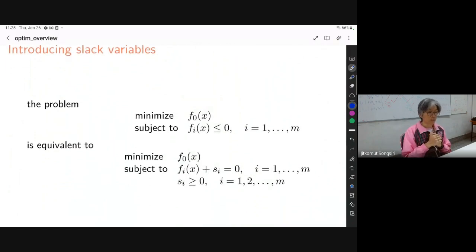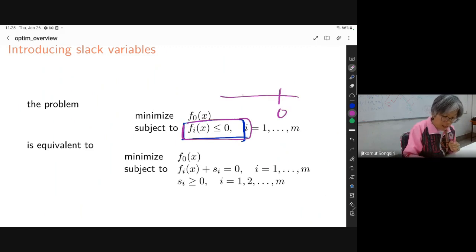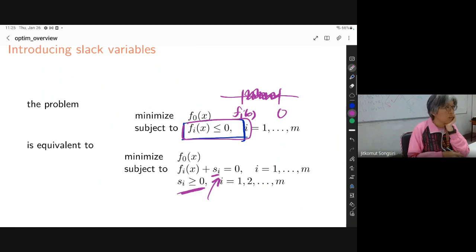The second one is introducing a slack variable. This is a second technique where you can derive an equivalent problem. When you have an inequality constraint, fi less than 0, if something is negative, okay, you're gonna add it up. So it's less than 0 by this portion, by this gap. You can add this gap si, and that gap should be a non-negative value. This si is called a slack variable. This is also a common technique they use in formulating LP.